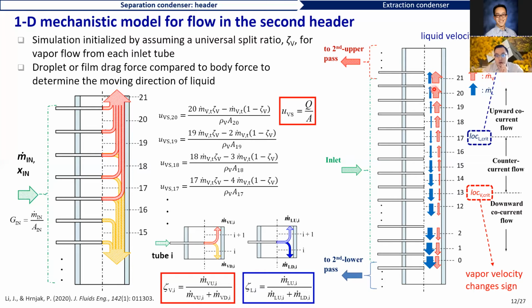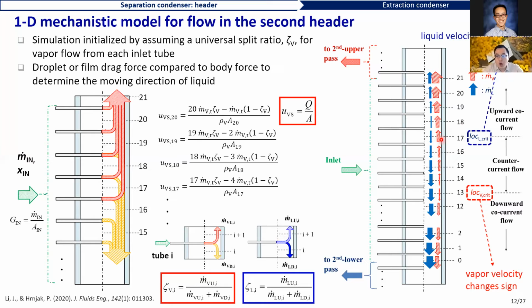So how to simulate this phenomenon can be a little bit challenging, but our way is to calculate the local vapor velocity and use the local vapor velocity to calculate the drag force for the liquid coming in from each inlet tube. So basically, with a higher vapor velocity, the drag force will become higher, so a higher portion of the liquid will be entrained upward. And basically, we can derive this liquid split ratio for the liquid coming out of each inlet tube.